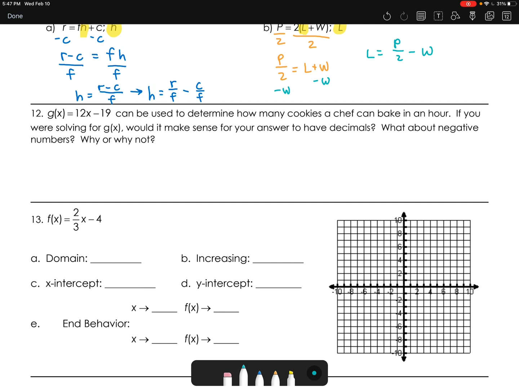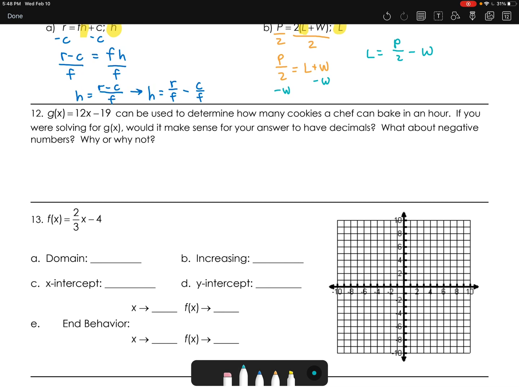It can be used to determine how many cookies a chef can bake in an hour. If you were solving for g of x, would it make sense for your answer to have decimals? What about negative numbers? Why or why not? Okay, let's talk about this. So no, it wouldn't make sense for it to have decimals because a chef either makes a cookie or he doesn't. He's not going to make half of a cookie.